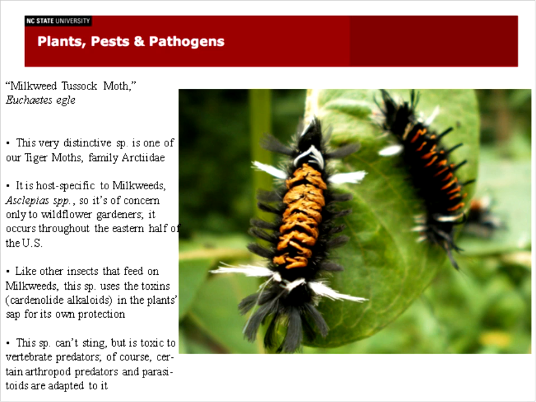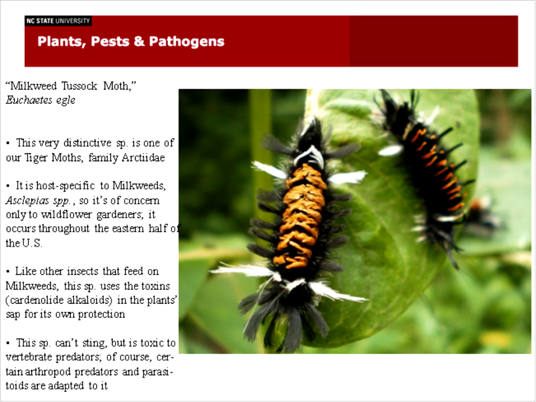Now, this species doesn't sting, even though you might suspect it's a stinging caterpillar, but it is highly toxic to vertebrate predators like birds and frogs and lizards. But of course, in nature, if there is a food resource out there, something will find a way to eat it, and there are certain predators and parasitoids that would attack this caterpillar. So I'm going to stop and ask if there are any questions.